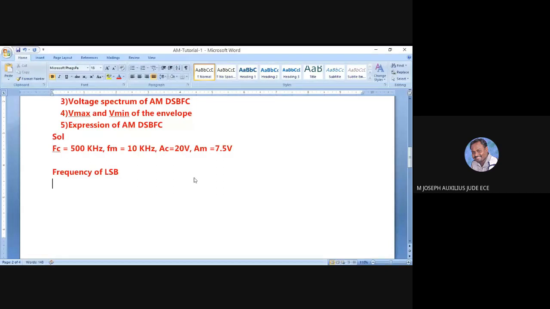So for the second one, I had to determine the frequency of the sidebands. The frequency of the lower sideband is given by the formula Fc minus Fm. So what is Fc minus Fm? Fc is 500 kilohertz minus 10 kilohertz. What's the value? It's 490 kilohertz.